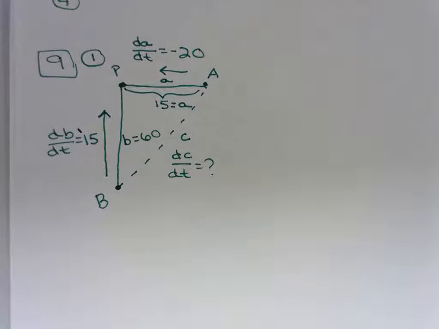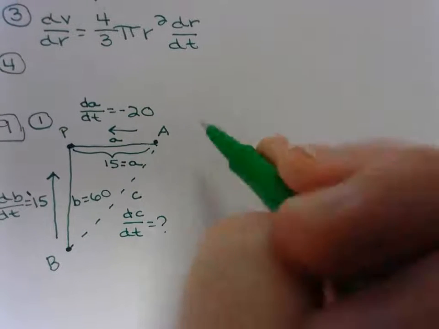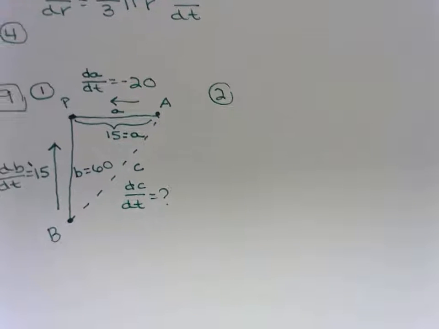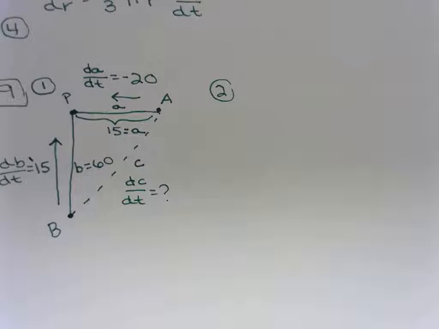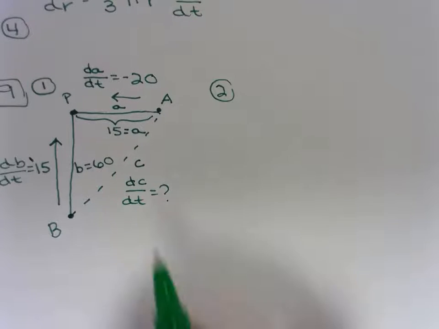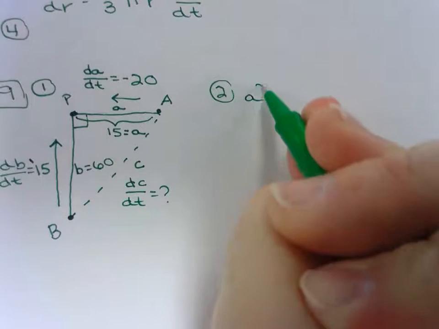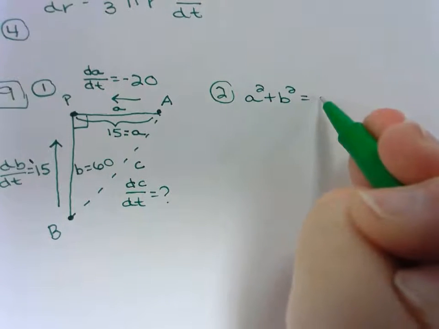The second part I am dealing with is creating a formula that relates all this together. My first thought: don't make it harder than it is. I have a right triangle. So even though there's lots of stuff going on and it's confusing, when I come up with the formula, I want to relate sides A, B, and C. Pythagorean theorem: A squared plus B squared equals C squared.